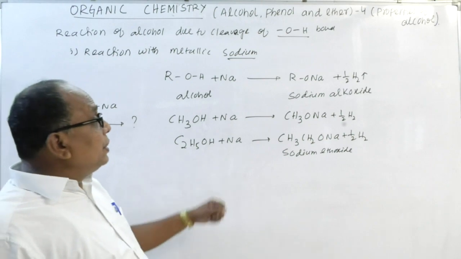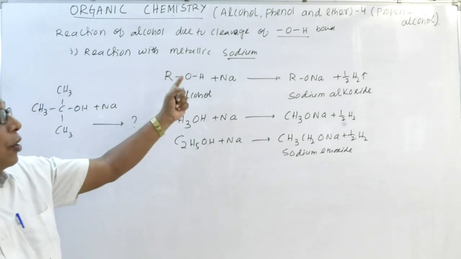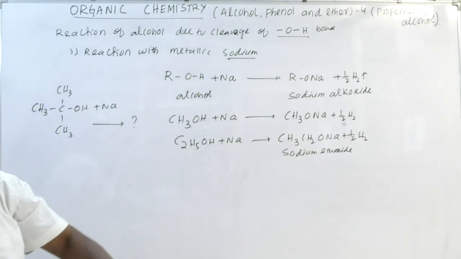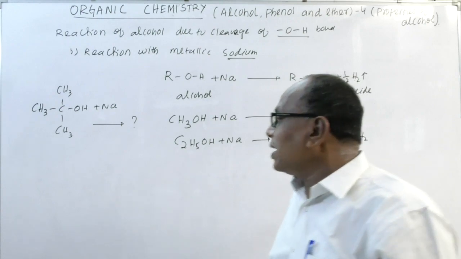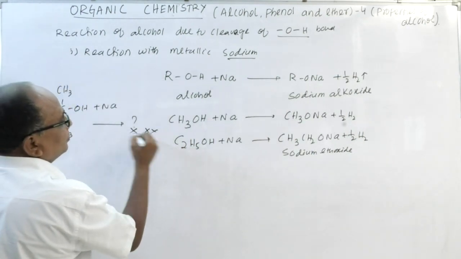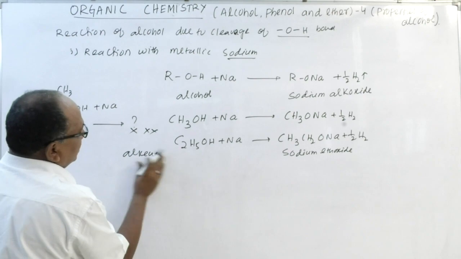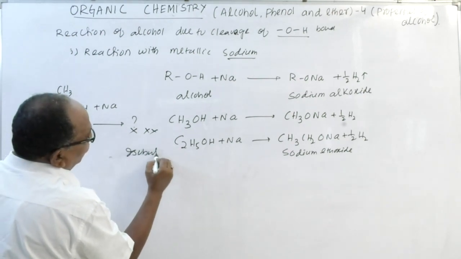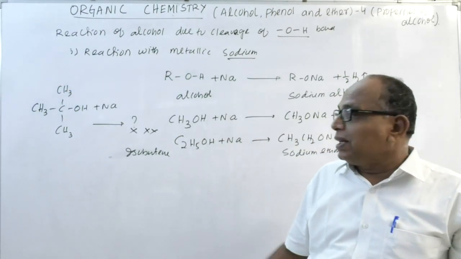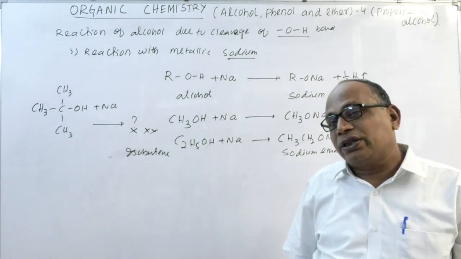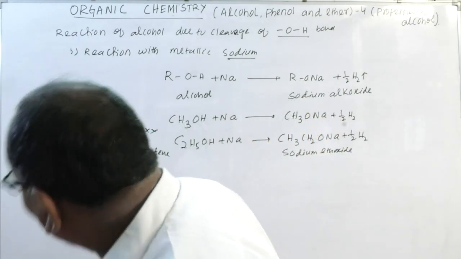During the reaction of alcohol with sodium, the oxygen-hydrogen bond breaks, and the reactivity order is primary more reactive than secondary, more reactive than tertiary. In this case, we will not get an alkoxide. Rather, we will get an alkene, that is isobutene, because sodium acts as a strong base. The tertiary alcohol, when treated with a strong base, undergoes an elimination reaction and gives isobutene.